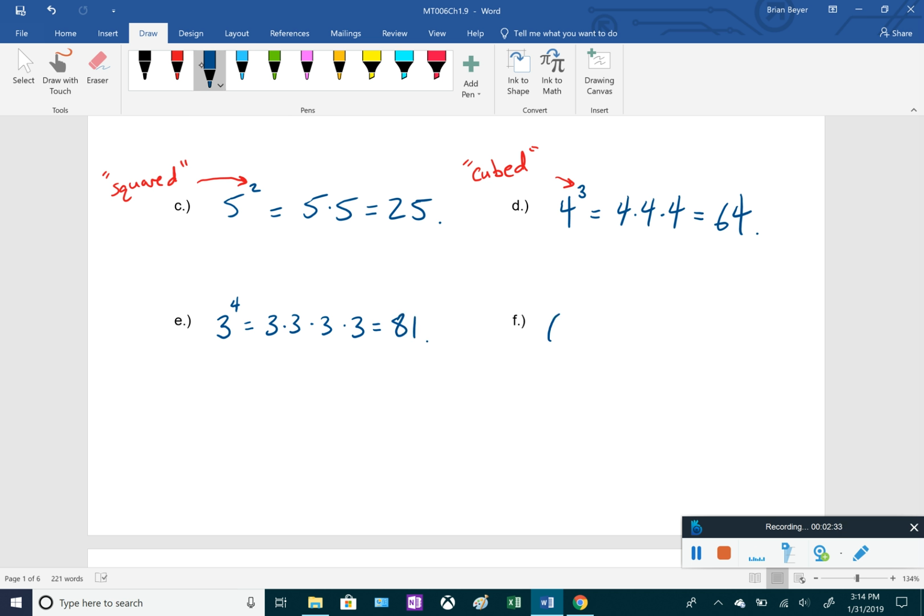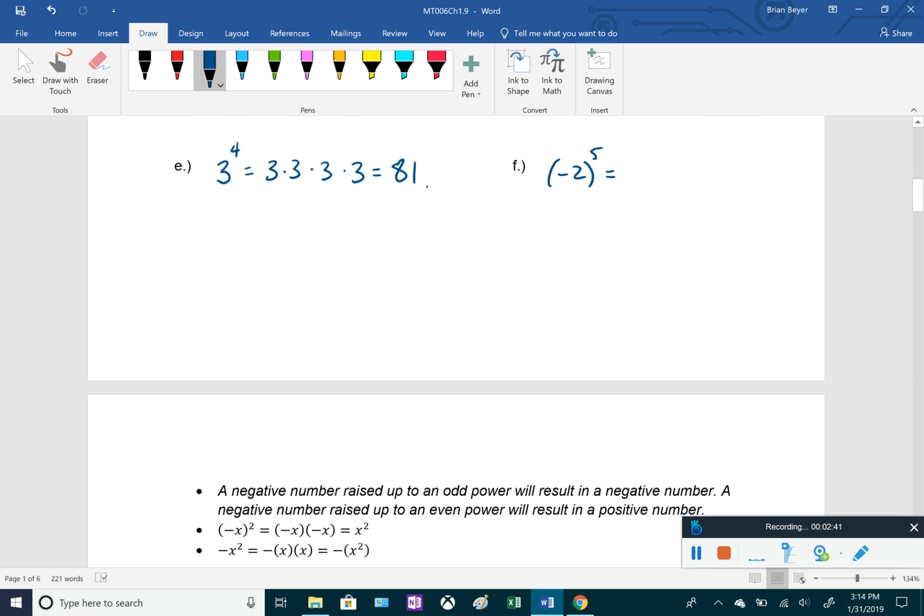And for the last one, let's change it up a little bit. Let's say we have negative 2 to the fifth. This is going to be negative 2 being multiplied together 5 times: negative 2 times negative 2 times negative 2 times negative 2 times negative 2. This is actually going to give us a negative 32. The first 2 negatives will make it positive. The second 2 will also make it positive, and then we'll have 1 negative left over, making the whole thing negative. Okay.